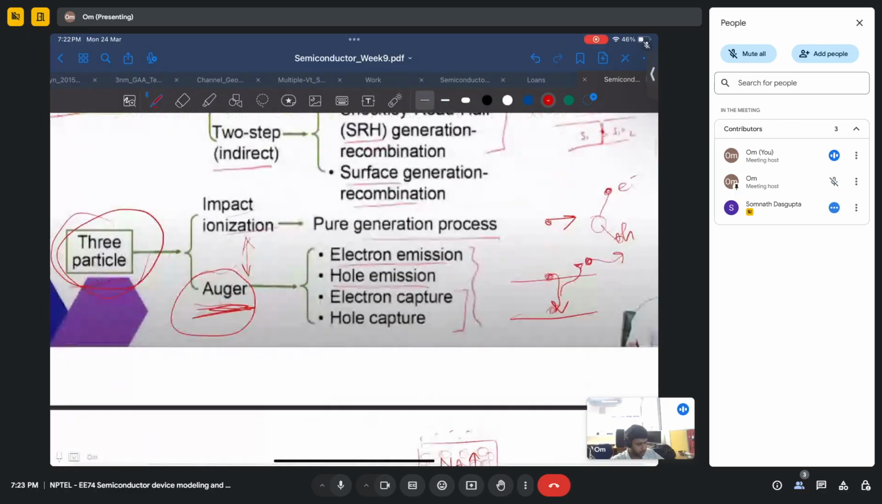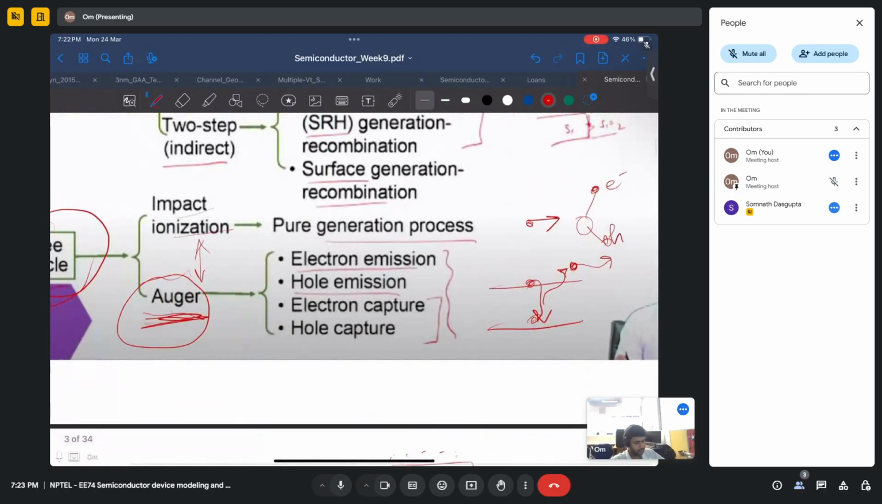When I was explaining here, impact ionization is when a very excited particle strikes the lattice to generate an electron and hole pair. And Auger is something different: when electron and hole recombine, the energy generated is taken by another carrier, which gets excited with this generated energy. So both of these are opposite to each other.